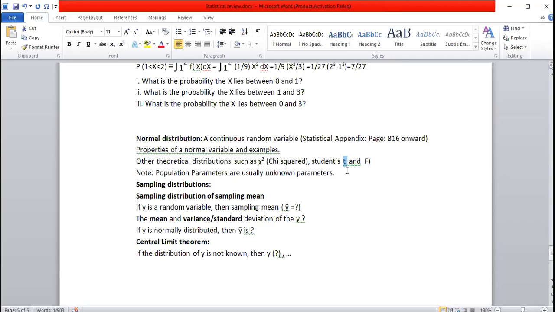I'm just giving you an overview of this. You should have learned this in probability and statistics. But anyway, let me show you at least the nature of this, the shape of the density function.